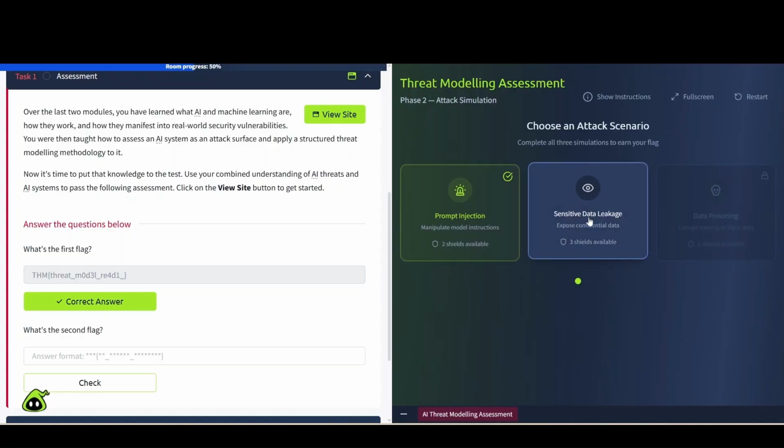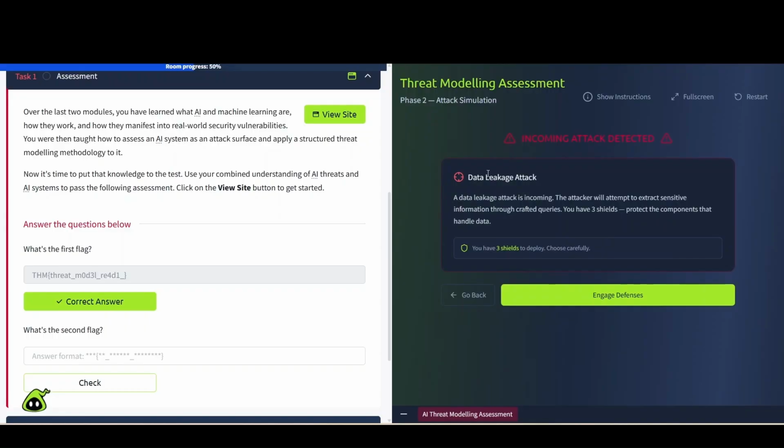Okay, next scenario, sensitive data leakage: expose confidential data. Okay, we have 3 shields this time. A data leakage attack is incoming. The attacker will attempt to extract sensitive information through crafted queries. I have 3 shields. Protect the components that handle data.